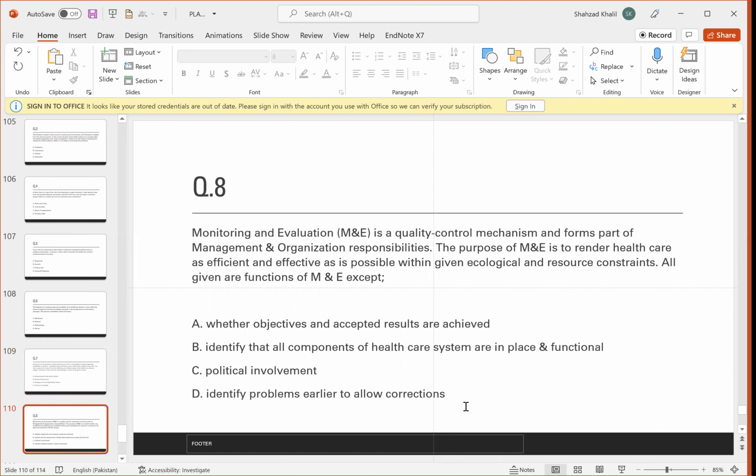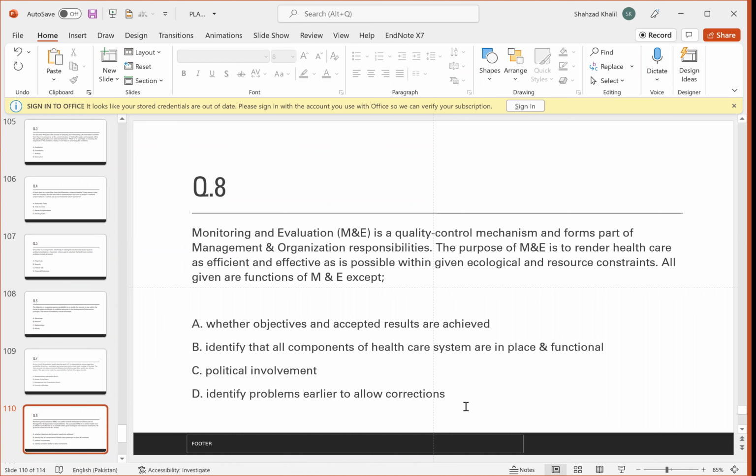Monitoring and evaluation as a quality control mechanism forms part of the management organization responsibility. The purpose of M&E is to render healthcare as efficient and as effective as is possible given ecological resource constraints. All other functions of M&E include whether objectives are achieved, identifying that components of the health system are in place and function, and identifying problems early to allow corrections, except political involvement.